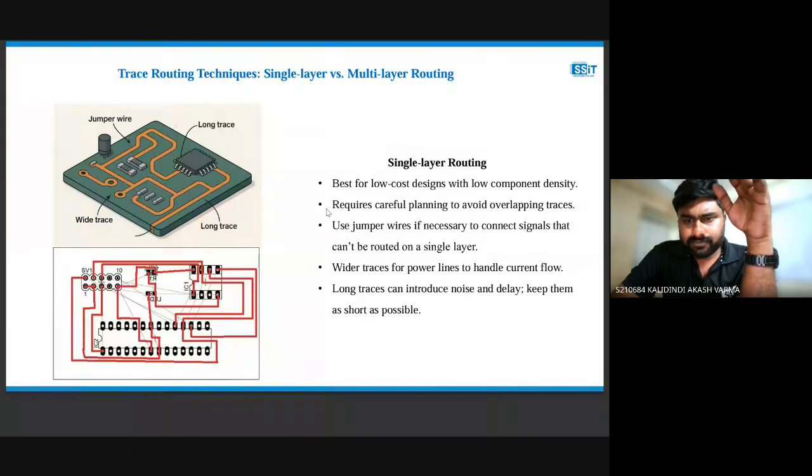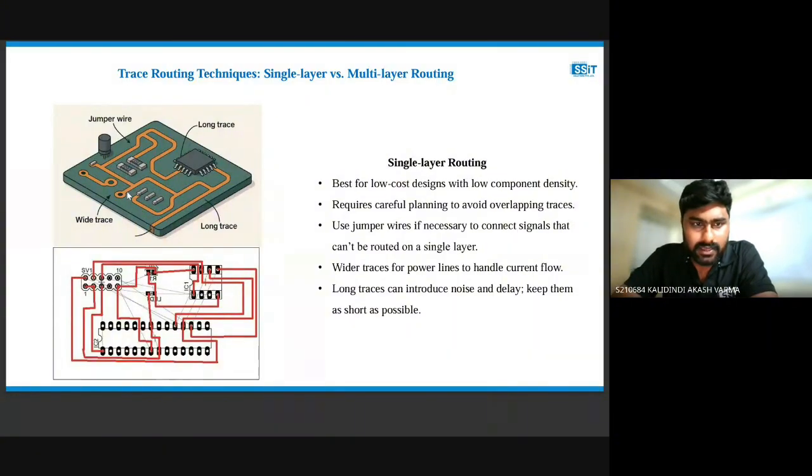So coming to single layer, which is best possible for fewer components and smaller size. Here we need to plan carefully, because as it is one-sided, there is no chance for overlapping of the tracks. This track can't be overlapped with another track, because both are on the same layer. We should be very careful while planning tracks. If the tracks overlap, then boom, everything will be damaged. This is one of the very essential things.